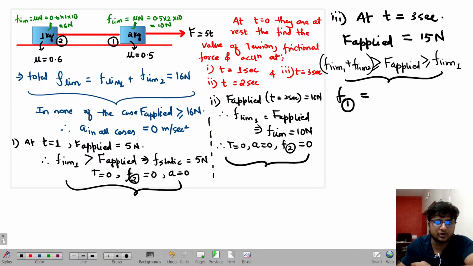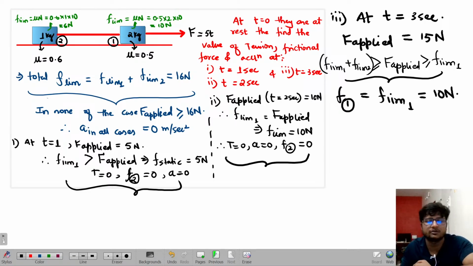Is it possible on this 2 kg to have more than 10 Newton force present? No. So the frictional force on 1 will still remain F limiting of 1, and that will be how many Newton? 10 Newton. Is that clear or not?